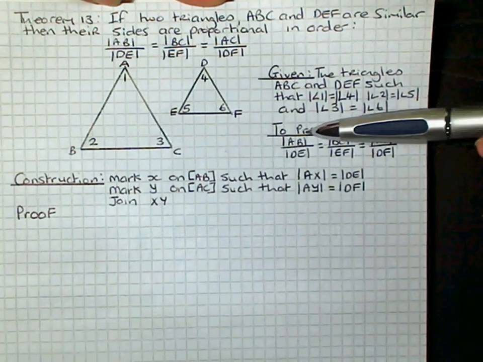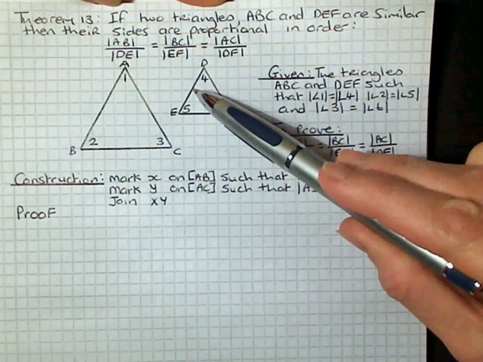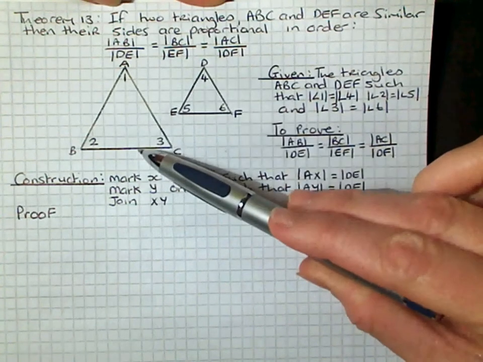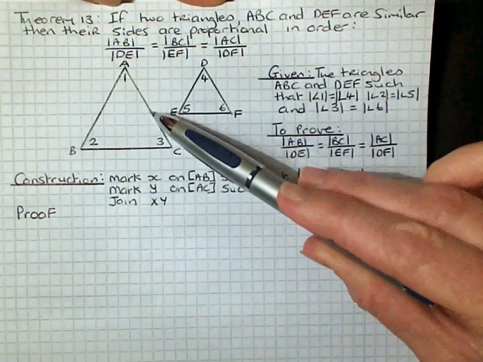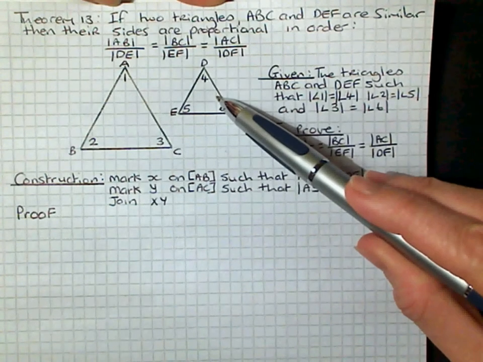Now we're asked to prove that the length AB divided by the length DE is equal to the length BC divided by the length EF is equal to the length AC divided by the length DF.